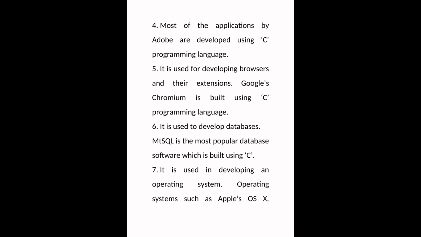Seventh, it is used in developing operating systems, such as Apple's OS X operating system. First, the C language was invented for developing the Unix operating system. Nowadays, C programming code is used to develop operating systems like Apple's OS X operating system and many more.